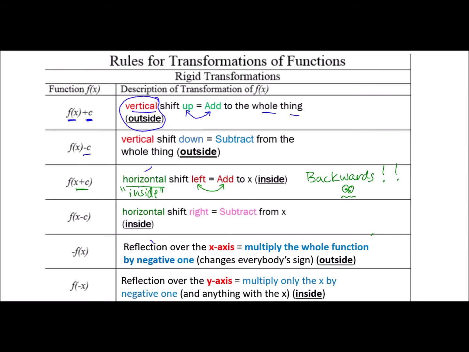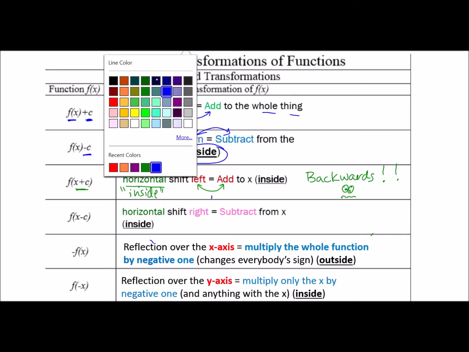Okay, let's look at this one. This time now we're subtracting c, some number, which makes it a vertical shift down because we subtracted, and again it's outside because it's vertical. So vertical always makes sense. If you're shifting something up, then adding to the function makes sense. If you're shifting something down, subtracting makes sense, right? Up, positive, down, minus.